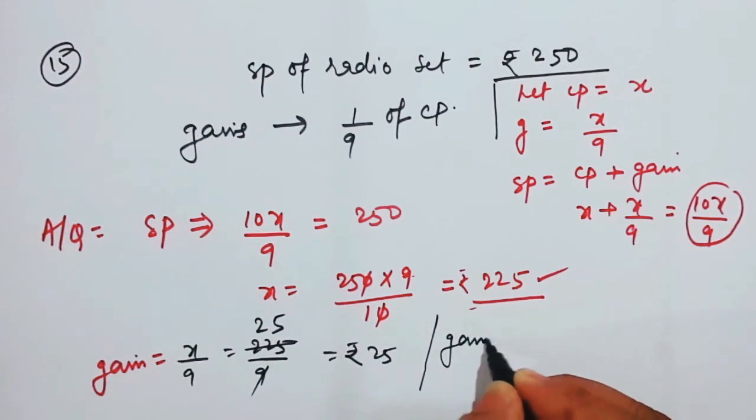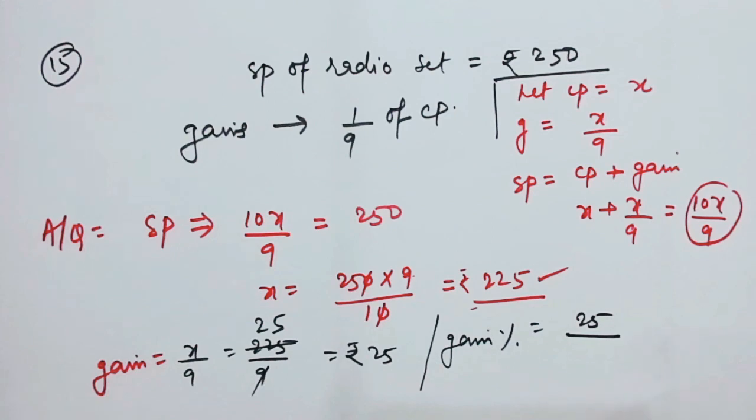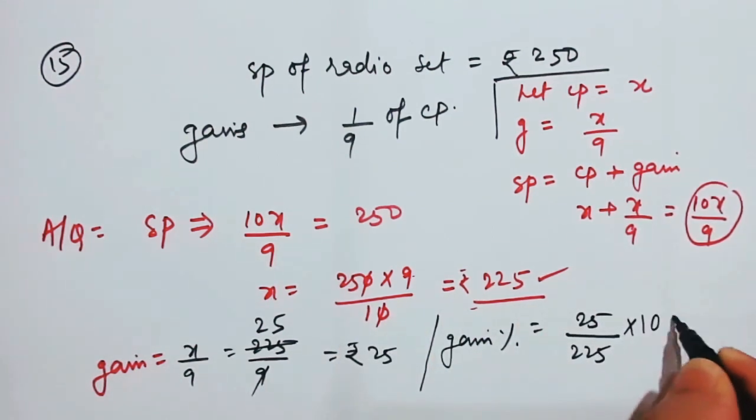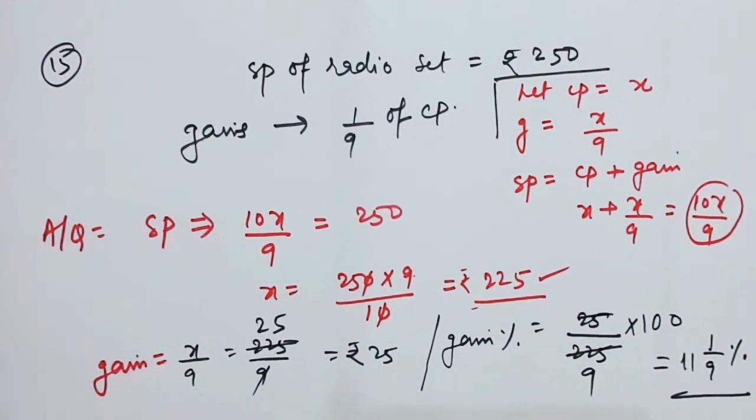Therefore gain percent will be equal to gain by cost price. का कितने है? इतने है 225 into 100. 25 how many times? 25 कितना बार में? 9 बार में बेटा, 9 बार में. Yes. So 100 by 9 equal to how much? 100 by 9 is 11. Yes, 11 1 by 9%. ये होना चाहिए. अगर गलती होगी तो I am very very sorry.